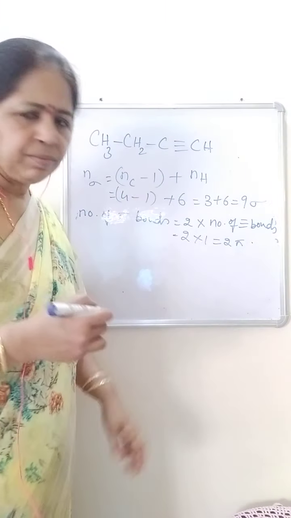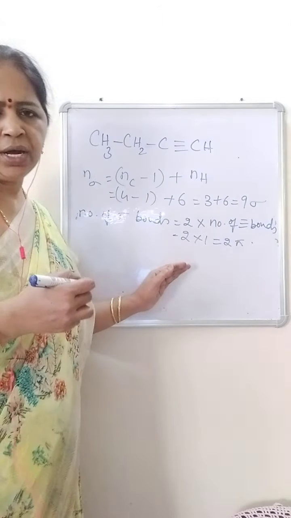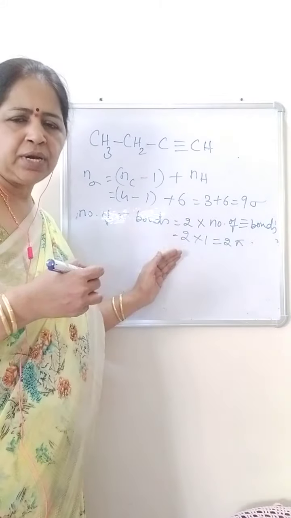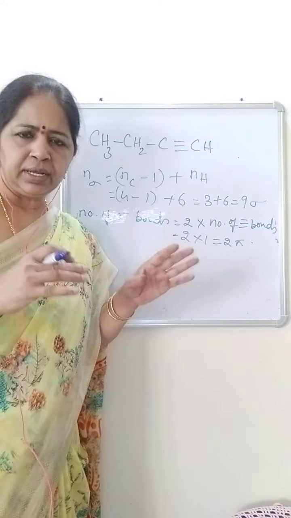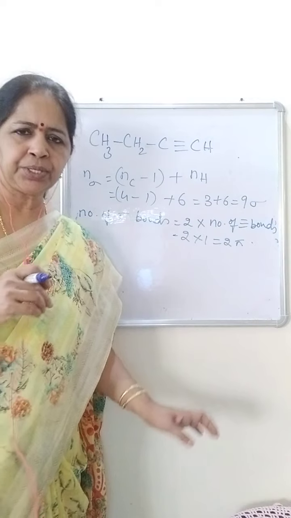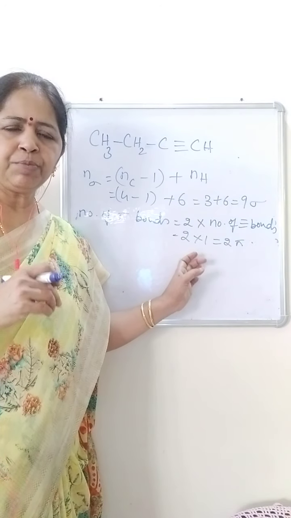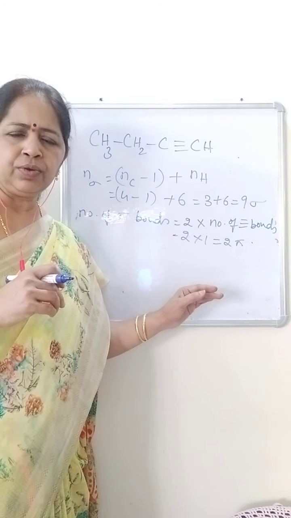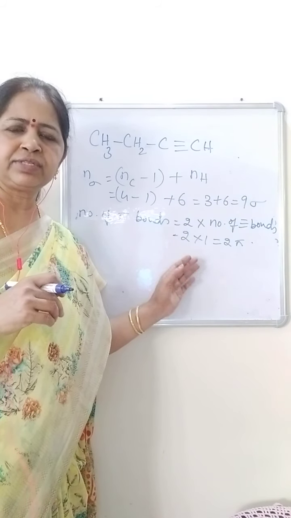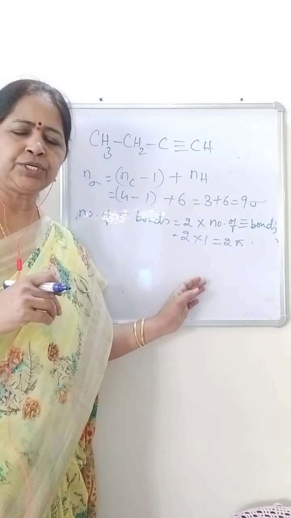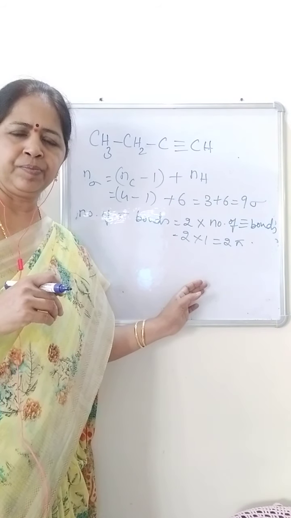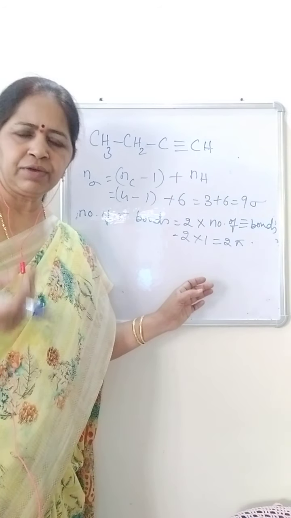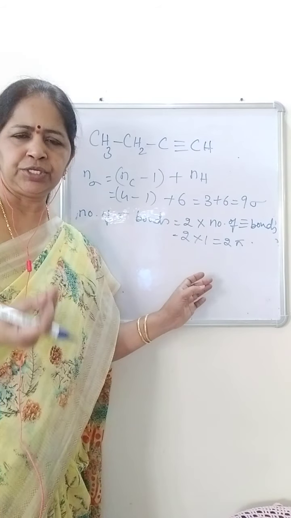Right, students? By using this, we can easily find out the number of sigma and pi bonds in a given structure without drawing the entire expanded structure. This is the case with simple alkanes, alkenes and alkynes. In the next video, we will see how to calculate the number of sigma and pi bonds in the substituted and functional group alkanes, alkenes and alkynes, that is, the structures having different functional groups and substituents.